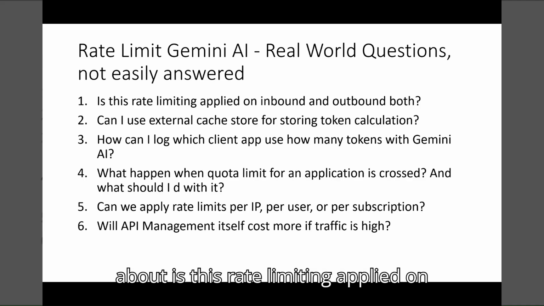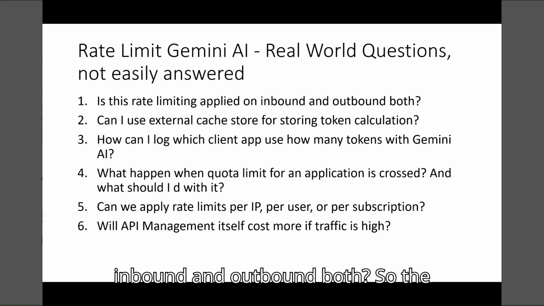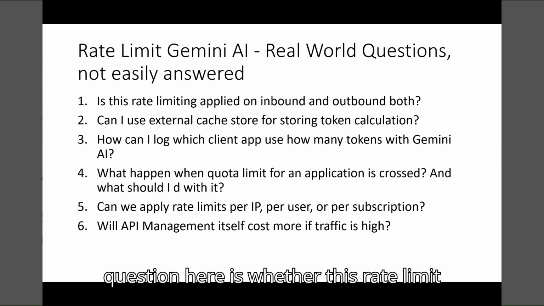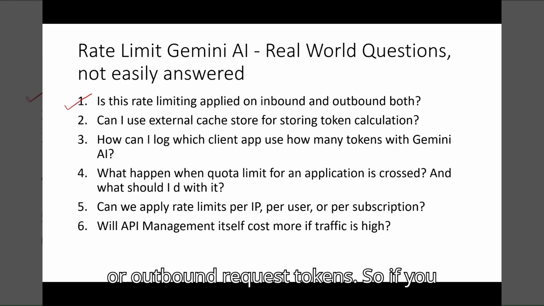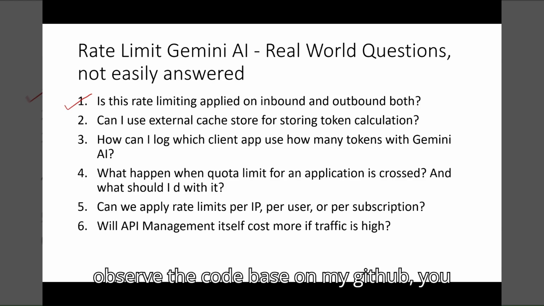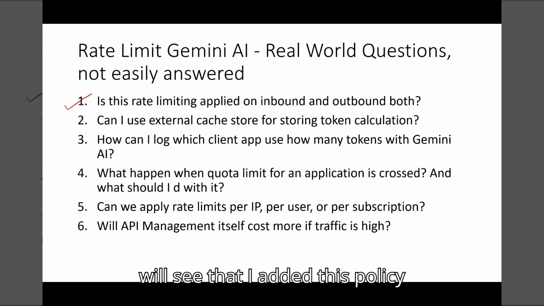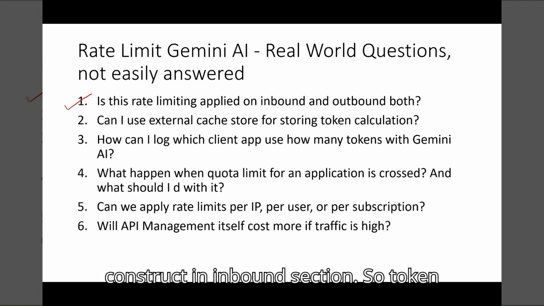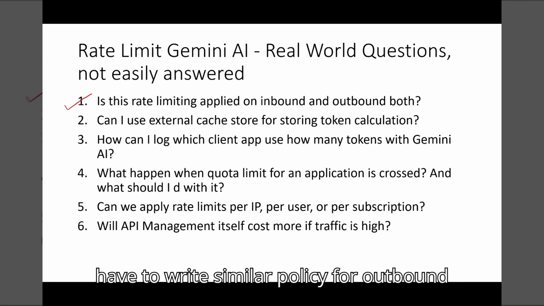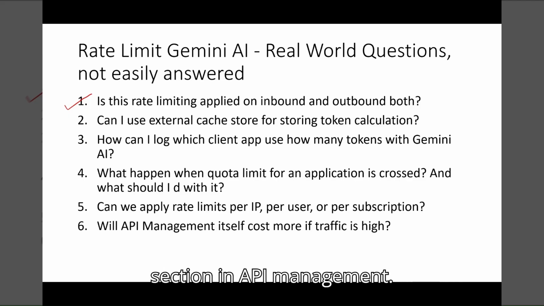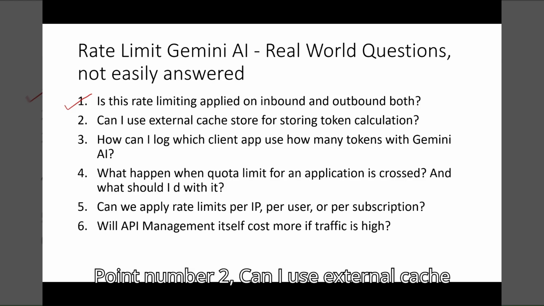The first question is, is this rate limiting applied on inbound and outbound both? So the question here is whether this rate limit is applied on the inbound request tokens or outbound tokens. If you observe the code base on my GitHub, you will see that I added this policy construct in the inbound section. So token calculation is applied on the inbound only. If you want token calculation on the outbound response, then you will have to write a similar policy for the outbound section in API management.